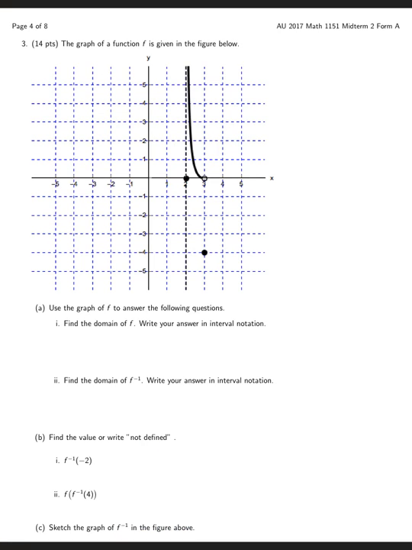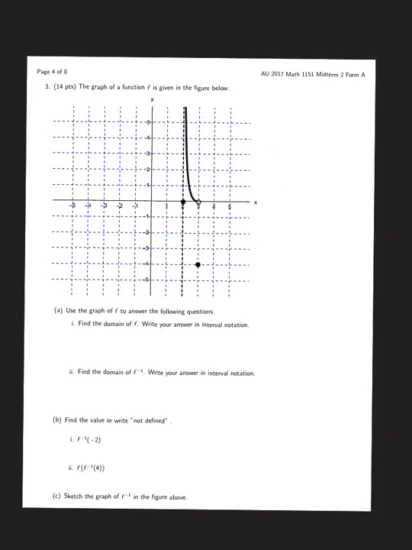So in this problem, we're given the graph of a function f, and we are asked about the inverse, the domain, and that's basically it. So first question says to find the domain of f, write your answer in interval notation.